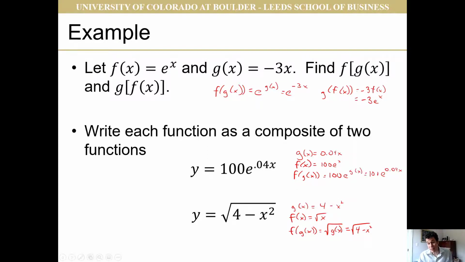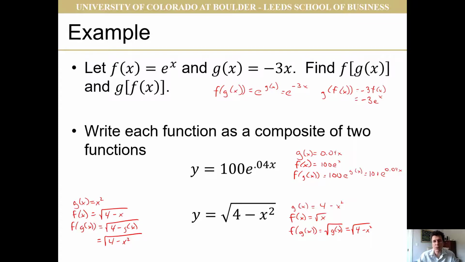Now, there are often multiple ways of choosing the inner and outer functions, f of x and g of x. So let me just write a different solution to the second problem. Let's let g of x equals the inner function equal x squared, and f of x equals the square root of 4 minus x. And we can see f of g of x equals the square root of 4 minus g of x, which is equal to the square root of 4 minus x squared. So both of these sets of functions work.